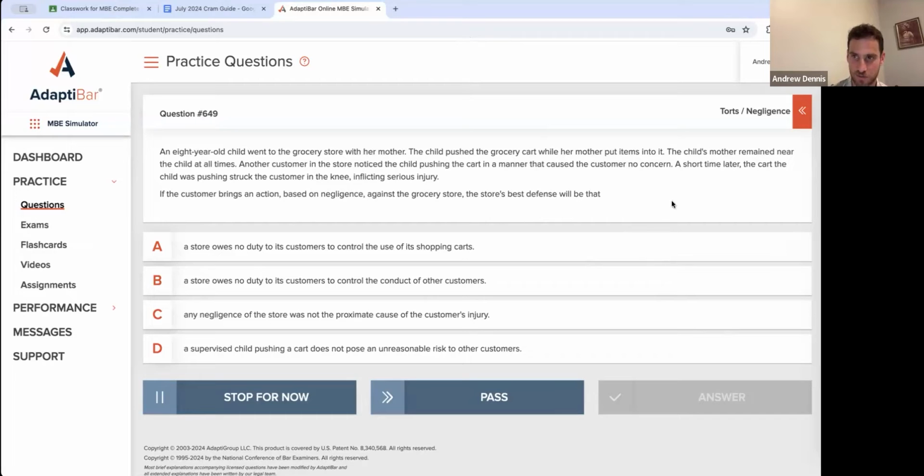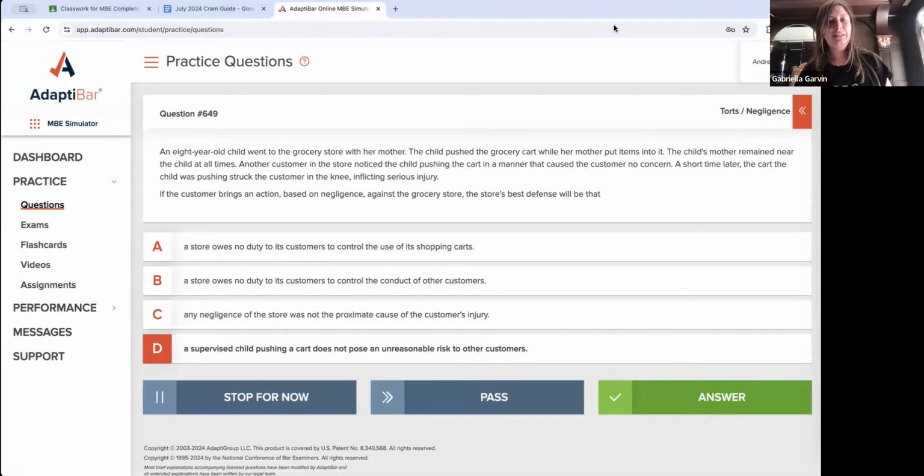Okay, so this poll. Let's end it. Most people are picking D, as in, a supervised child pushing a cart does not pose an unreasonable risk to other customers. Right, so some people pick C and some people pick D. Can anyone explain why D is indeed the best answer?